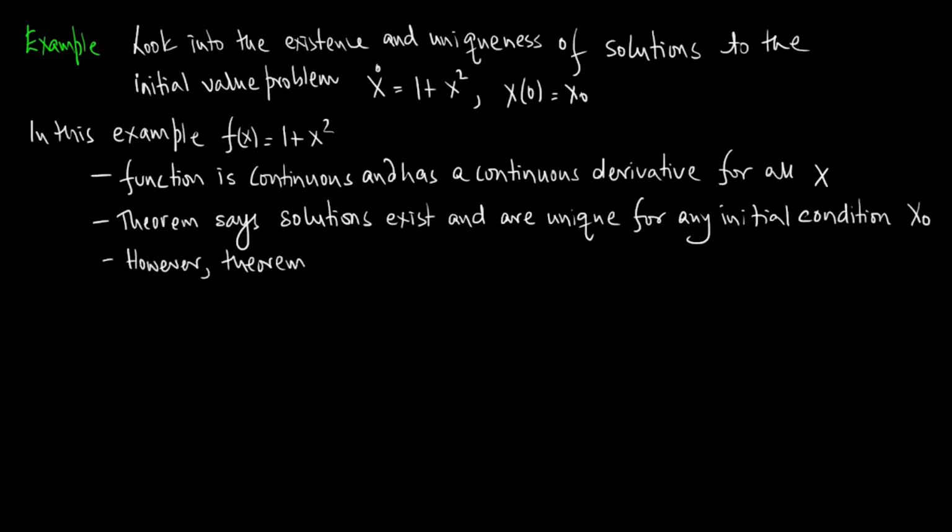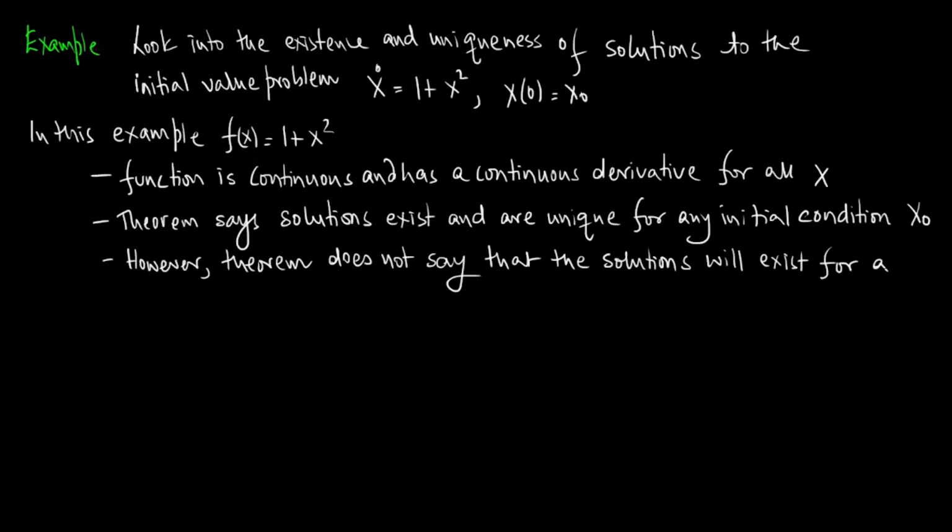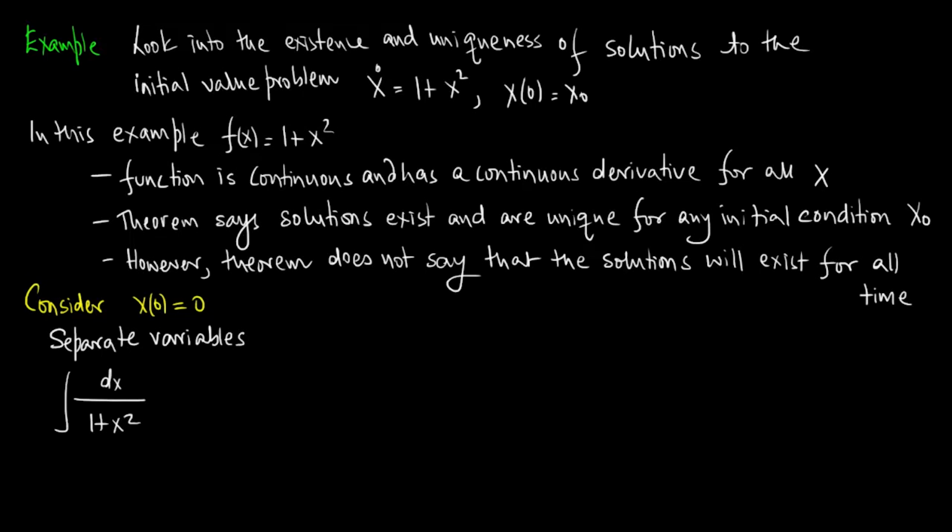However, the theorem does not say that the solutions will exist for all time. So let us consider x of 0 is equal to 0. We separate the variables, so we get dx divided by 1 plus x squared. We integrate that and we integrate dt. This gives us the tan inverse of x is equal to t plus an arbitrary constant.